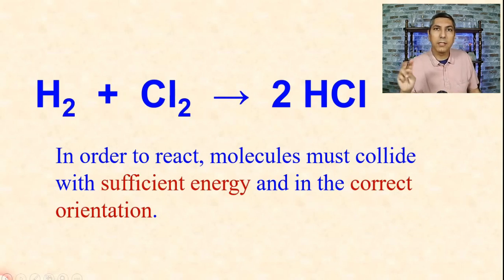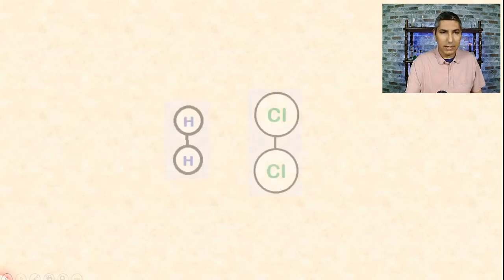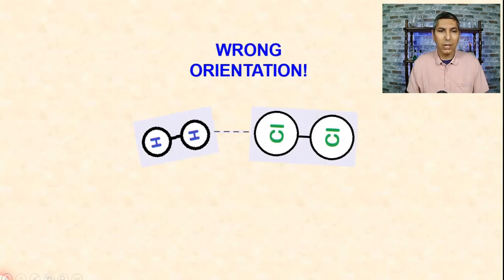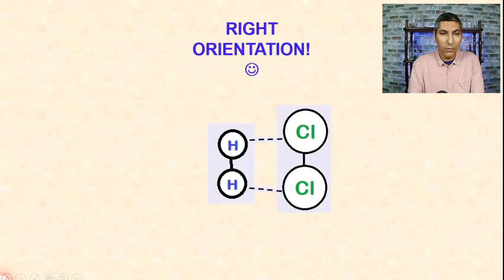Now notice the second requirement is they have to collide in the correct orientation. So what does that mean? Well, it's kind of like this. If we have these two molecules here, they have to collide in the proper orientation. Perhaps that is the wrong orientation, the wrong direction. But this might be the proper orientation.